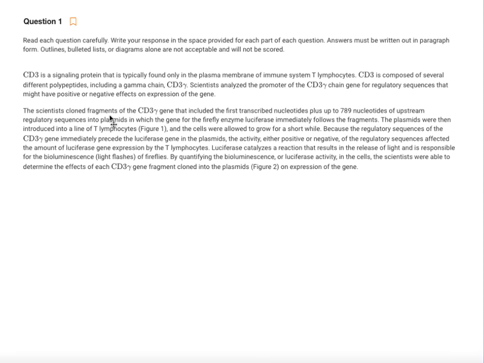The scientists cloned fragments of the CD3-gamma gene that included the first transcribed nucleotides, plus up to 789 nucleotides of upstream regulatory sequences, into plasmids in which the gene for the firefly enzyme luciferase immediately follows the fragment. The plasmids were then introduced into a line of T lymphocytes, and the cells were allowed to grow for a short while. Because the regulatory sequences of the CD3-gamma gene immediately precede the luciferase gene in the plasmids, the activity, either positive or negative, of the regulatory sequences affected the amount of luciferase gene expression by the T lymphocytes.